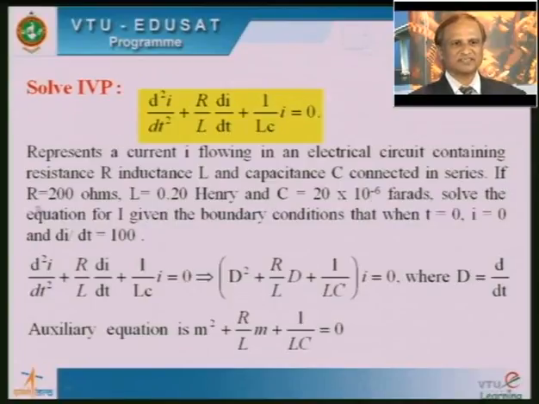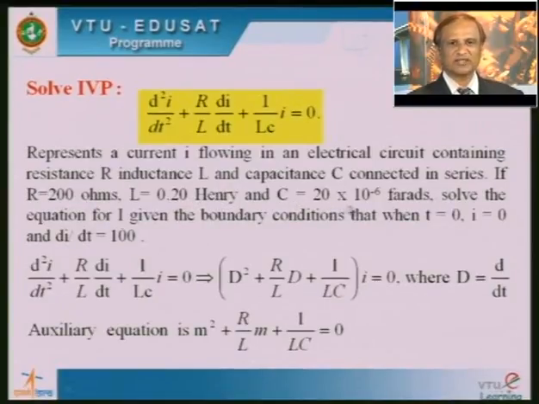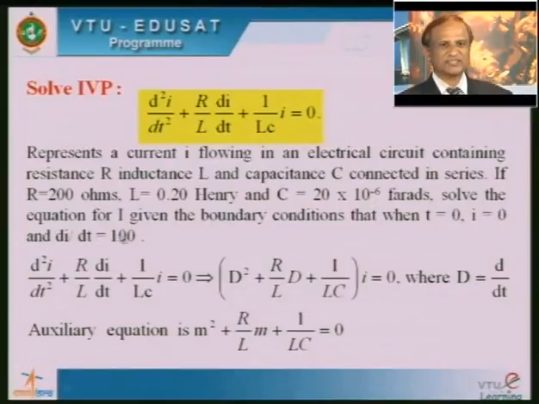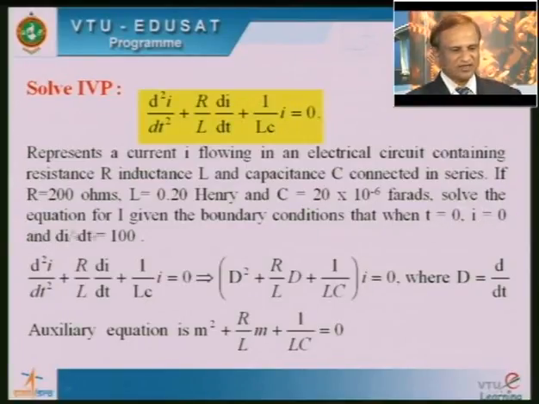right? If resistance is equal to 200 ohms and L is equal to 0.20 Henry and C, or capacitance, is equal to 20 into 10 to the power minus 6 farads, right? Solve the equation for i given the boundary conditions that when t is equal to 0, i is equal to 0 and di by dt is equal to 100. Is it clear?